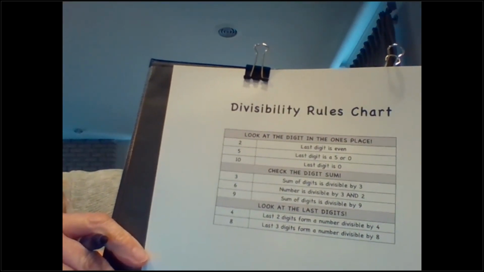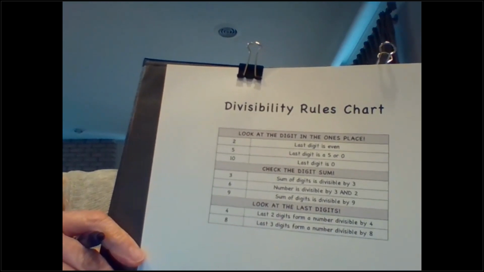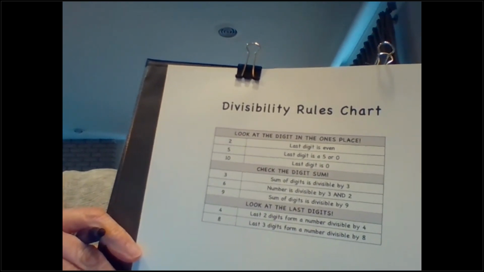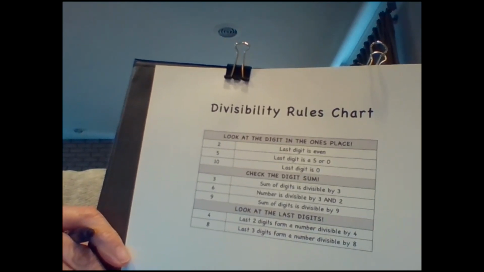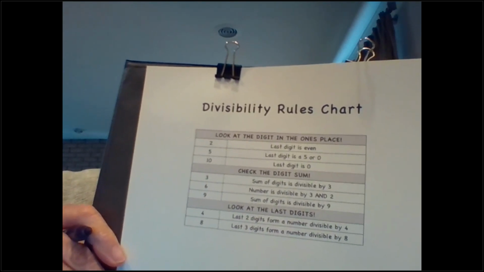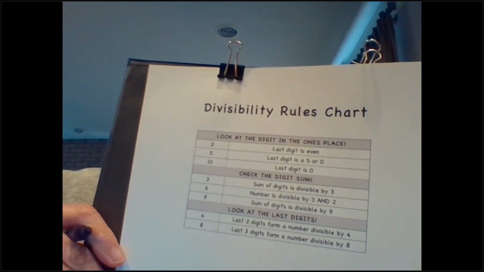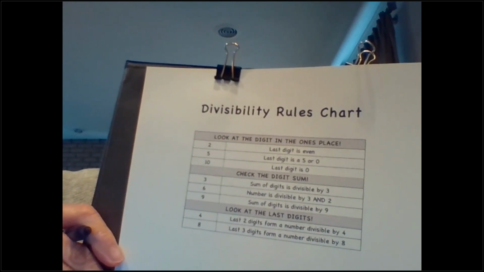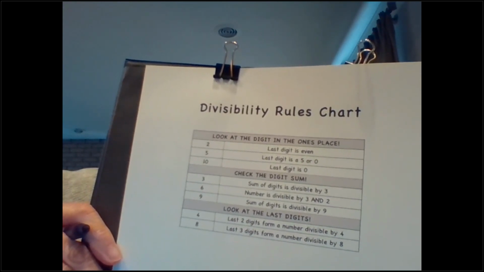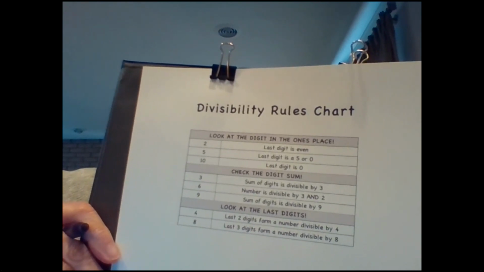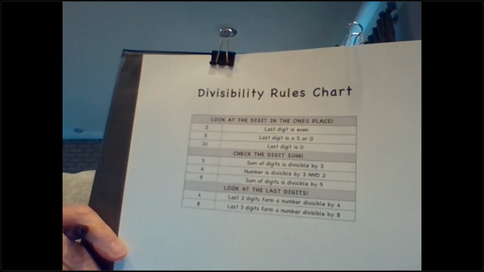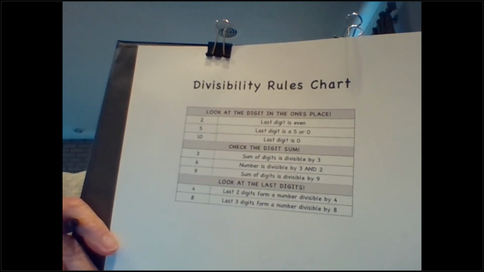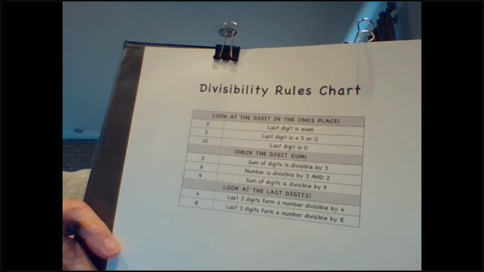It says, look at the digit in the ones place. If the last digit is even, in other words 2, 4, 6, or 8, you can divide by 2. If the last digit is a 5 or a 0, you can divide by 5. If the last digit is a 0, you can divide by 10. Okay? Then there's another divisibility rule that has to do with the sum of a number.